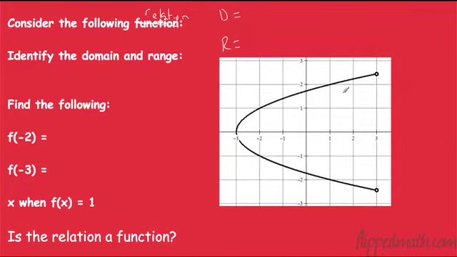Now, do I want to list every single point on this line? No, I don't want to do that. All right. First of all, it would take forever. It's just impossible. We can't do it. So here's what we're going to do. We're going to look at our graph, and we're going to write in interval notation our domain and range.